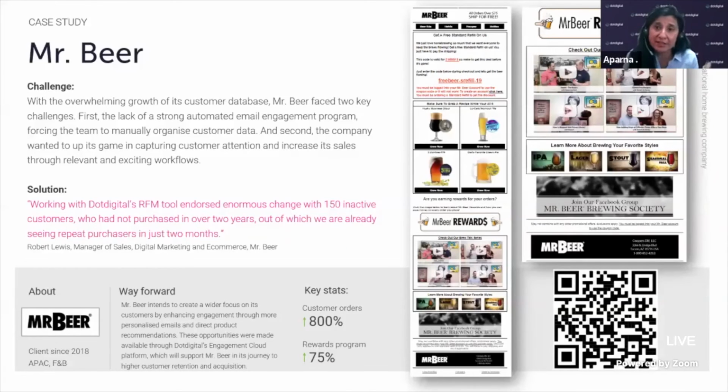And Mr. Beer did exactly that. They used Dotdigital's RFM tool to drive enormous change with 150 inactive customers, which in turn increased customer orders by 800%, which is enormous. Scan that QR code to read the entire case study in detail. It's amazing.